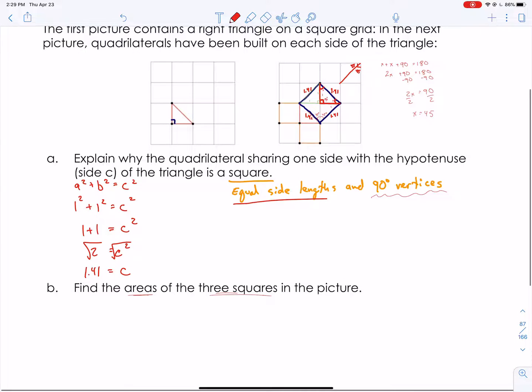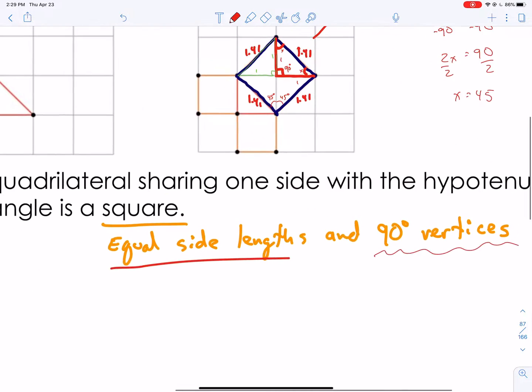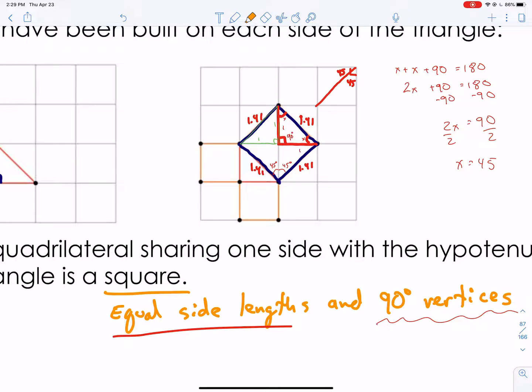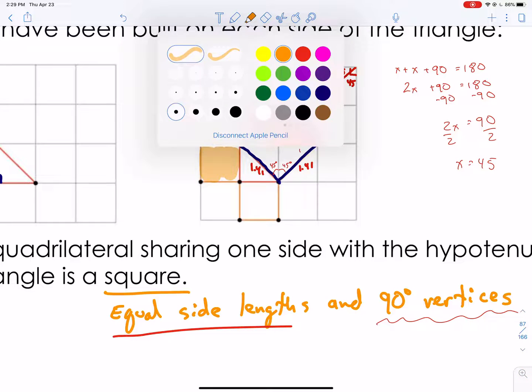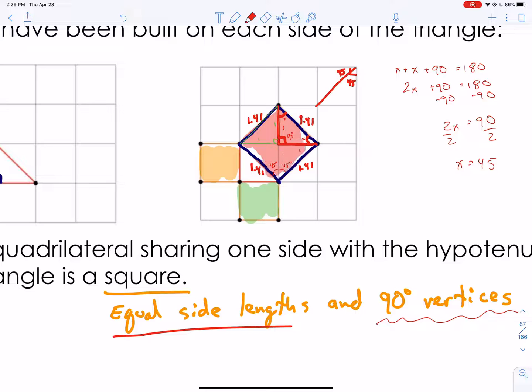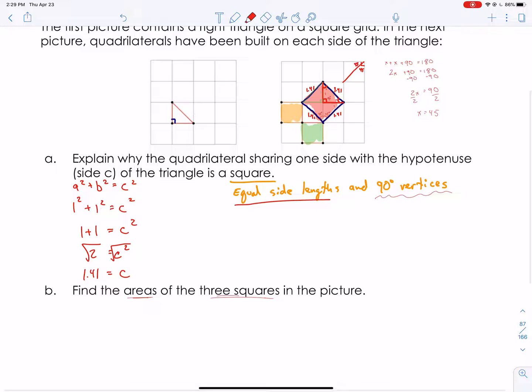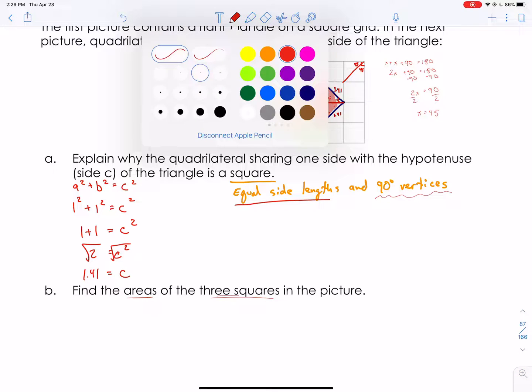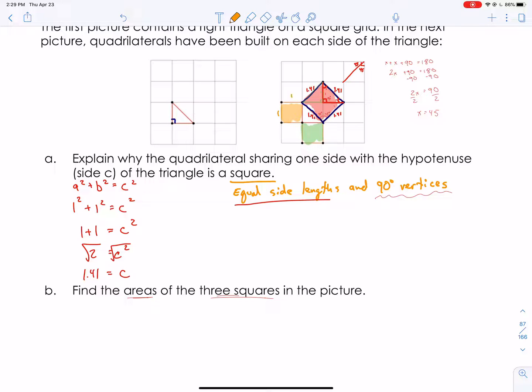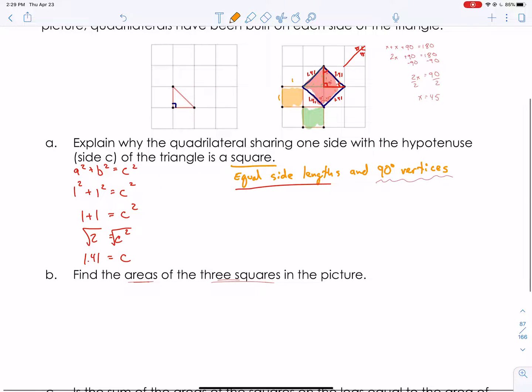Okay, so B, find the areas of the 3 squares in the picture. I'm actually just going to highlight one of these. So here's 1, here's 2, and then that one we just did. So we're going to get the areas of each of those. The area for the orange one, the sides are 1 and 1. So what's the area of a square? Area of a square equals the side times itself, or side squared. So the area equals 1 squared, or just 1.